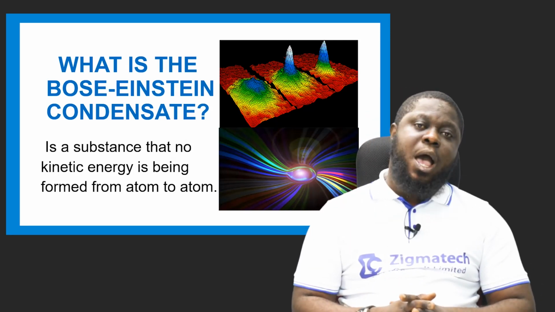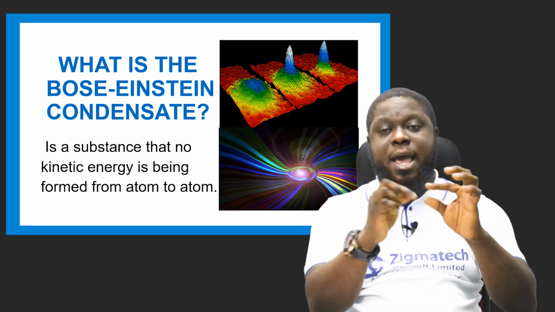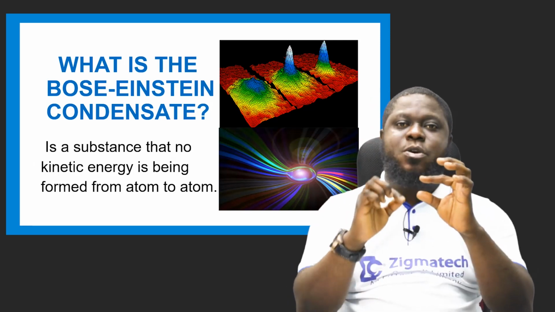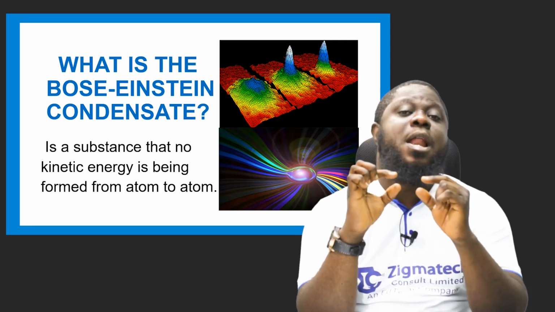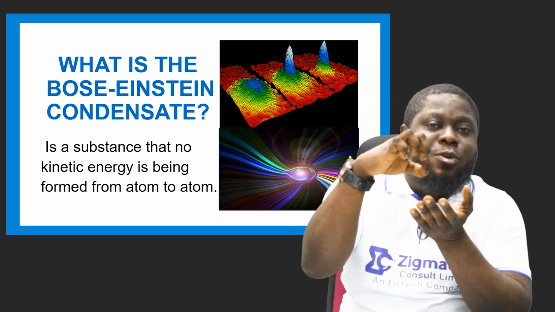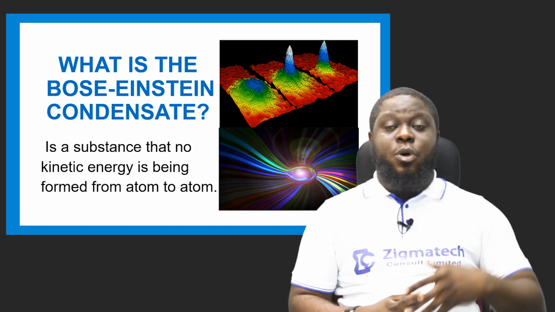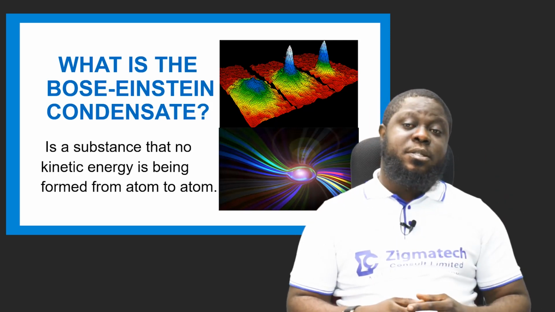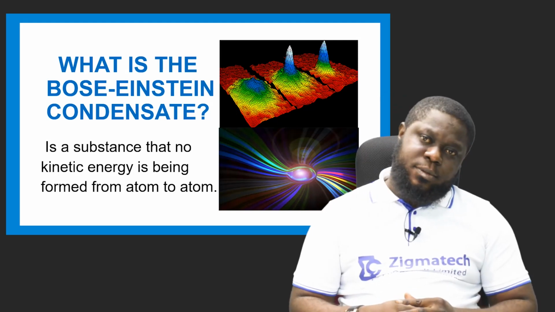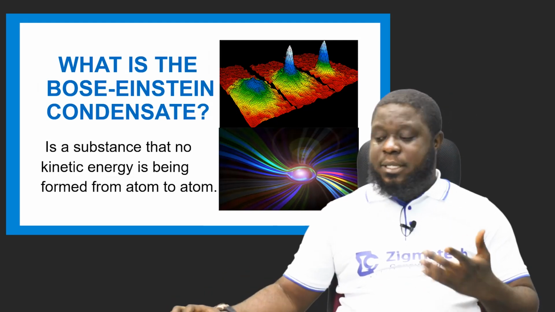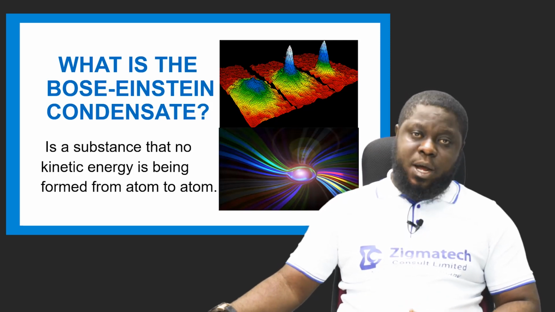Like I said in the sugar, the cube of sugar, the particles are in a state of rest, and they are occupying spaces. And those particles can be called atoms. Why? Because the sugar is an element, and the small particles become the atoms that made up the element sugar. So in this Bose-Einstein condensate, we can say particles of sugar is an example, because kinetic energy is not being formed from atom to atom.